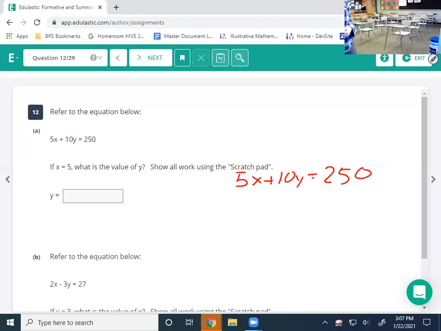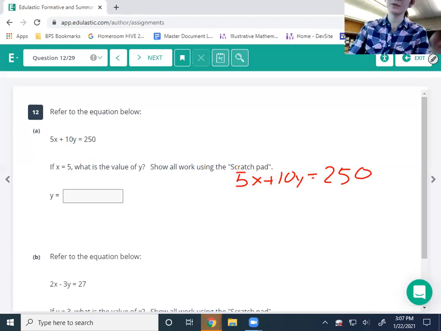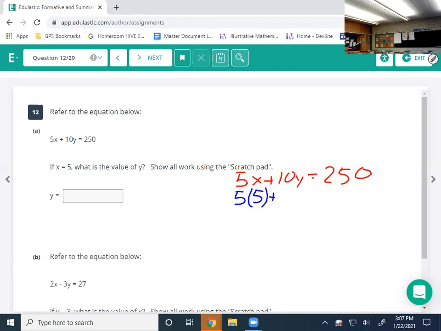I know that x is equal to 5. So I can take that equation and I can plug 5 in where? I can plug 5 in for my x. So I can rewrite this as 5 times 5 plus 10y equals 250. Okay? And then 25 plus 10y is equal to 250.